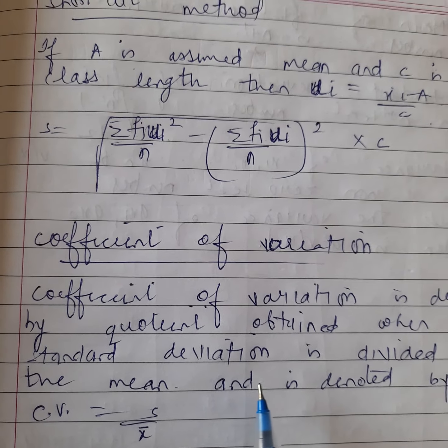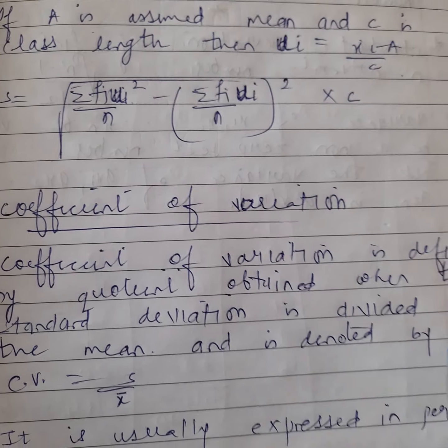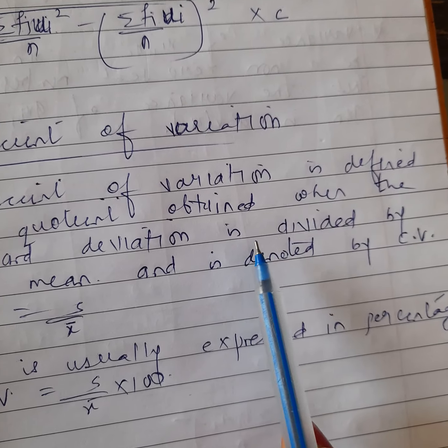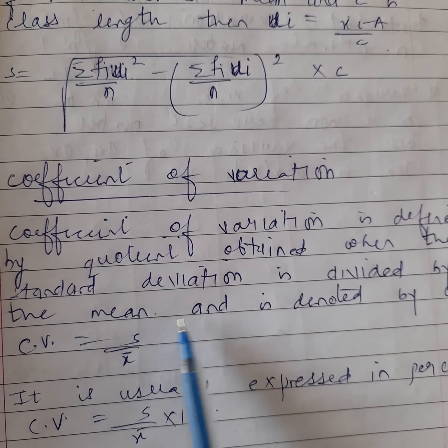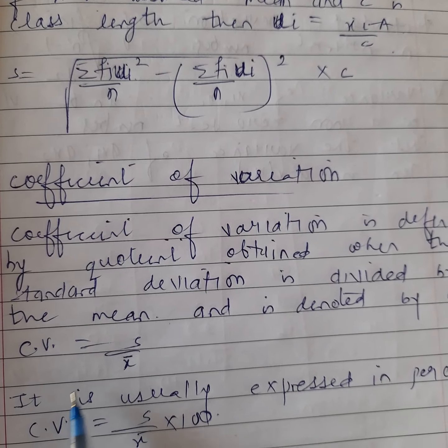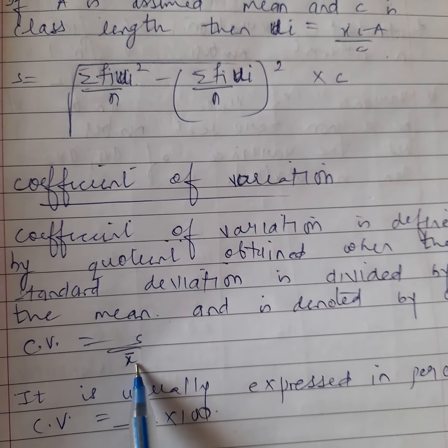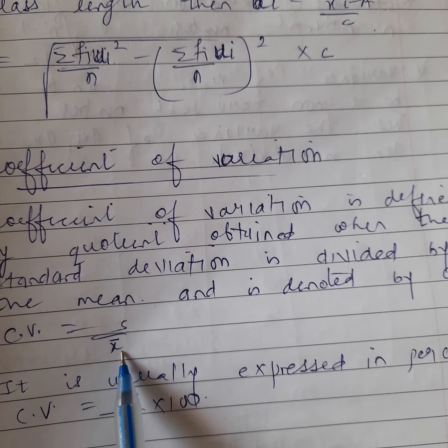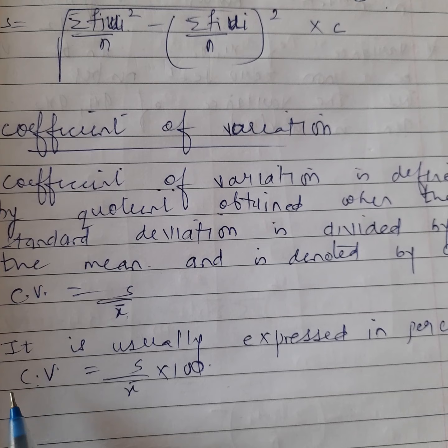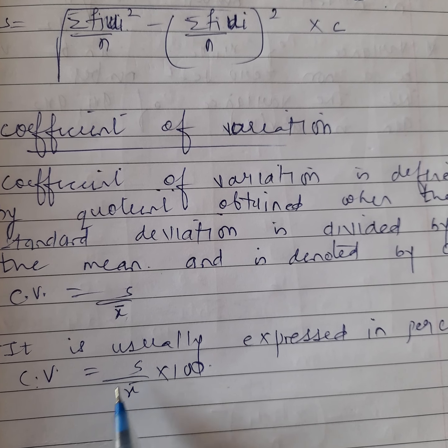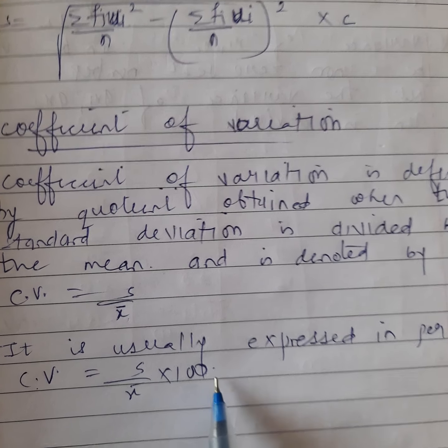Now the next is the coefficient of variation. The coefficient of variation is defined as the quotient obtained when the standard deviation is divided by the mean, and it is denoted by Cv equal to S upon x bar. It is usually expressed as a percentage, so we can write Cv, the coefficient of variation, equal to S upon x bar into 100.